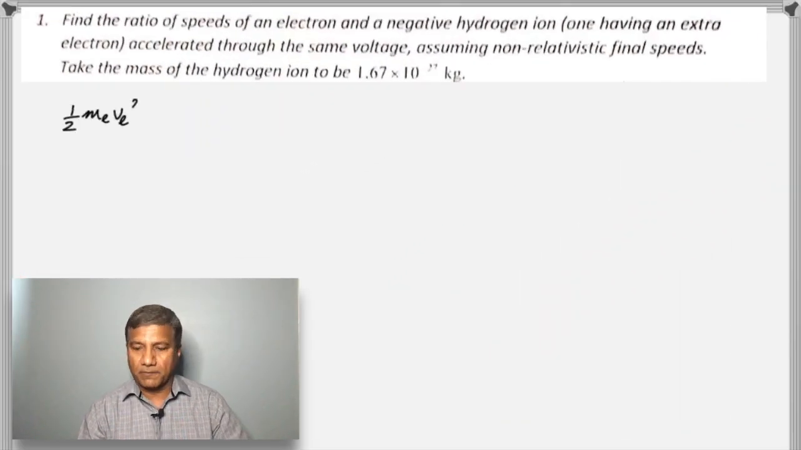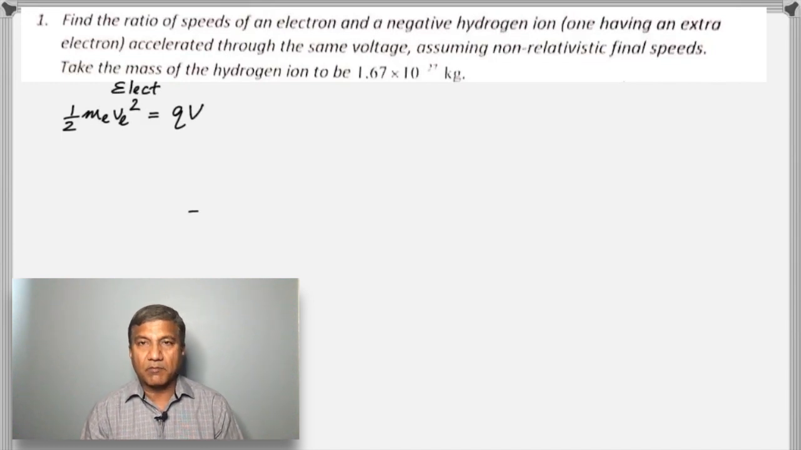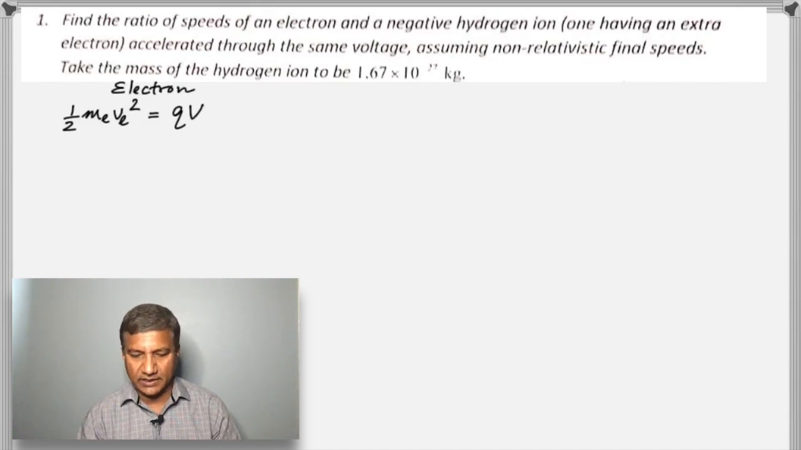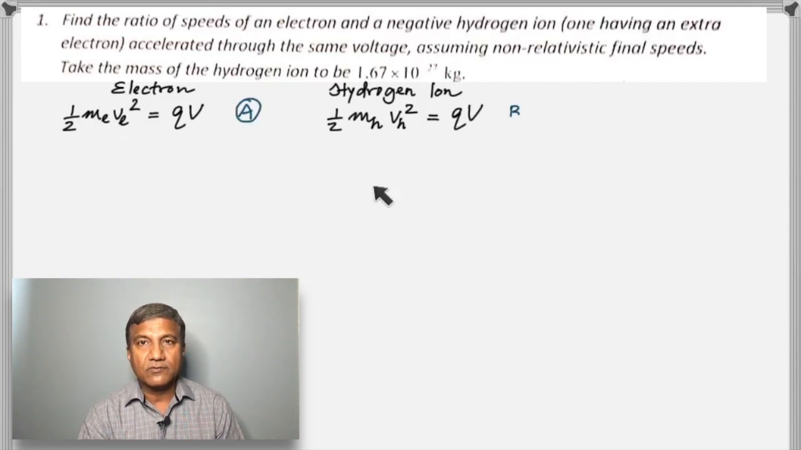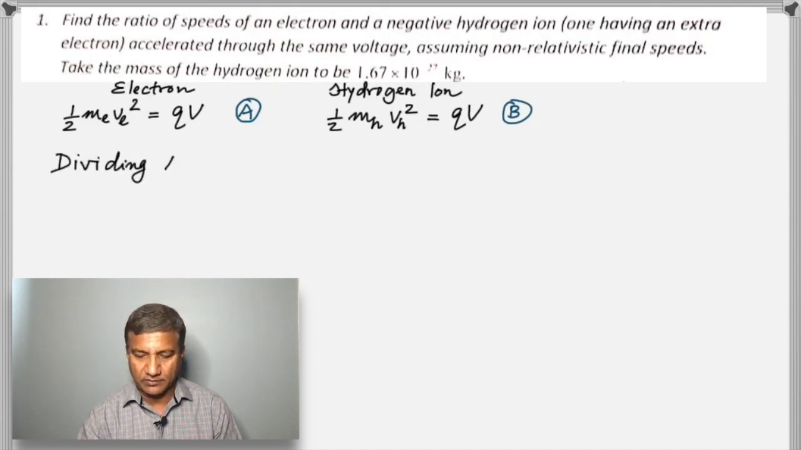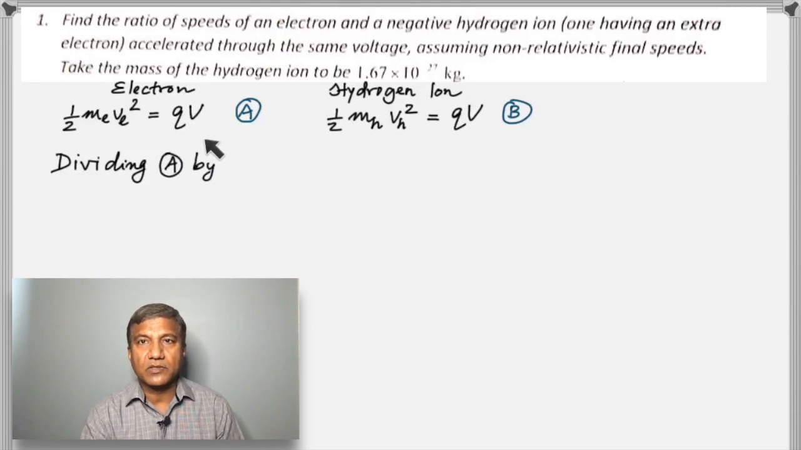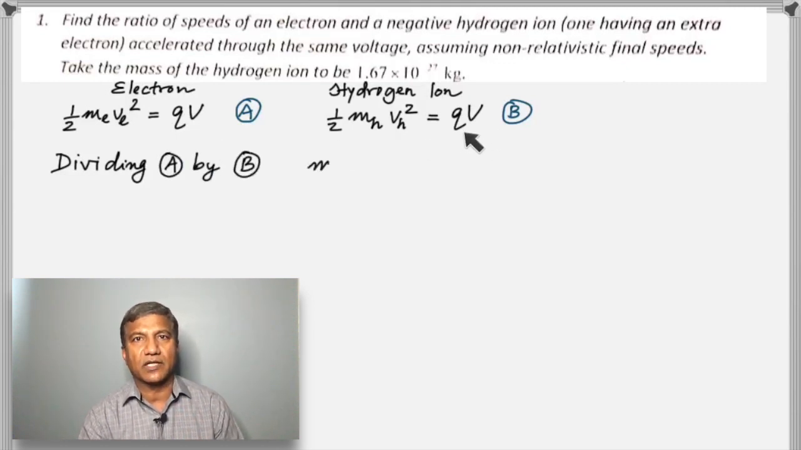We know that 1/2 times mass times velocity squared, which is the kinetic energy, is equal to the charge multiplied by the voltage. So that's the equation that we're going to use for both of them. So that's for the electron. M sub E is the mass of the electron, and then you have the velocity of the electron. And then we have the same equation for the hydrogen ion, where the H shows the hydrogen ion. And the right-hand sides are equal because their charges are equal and their voltages are equal.